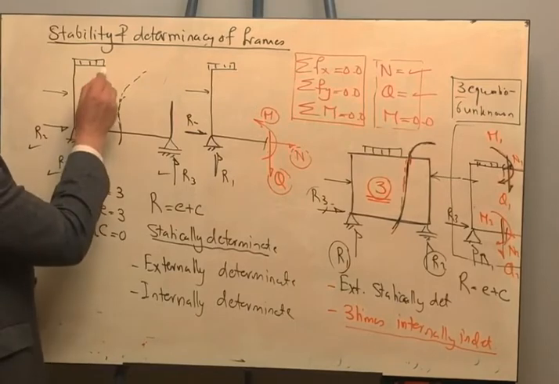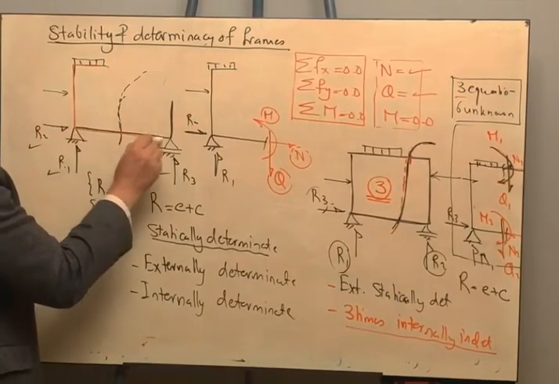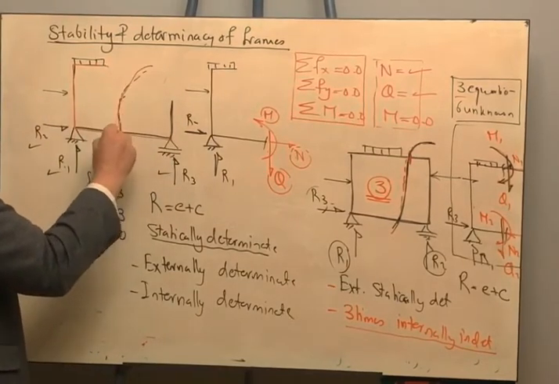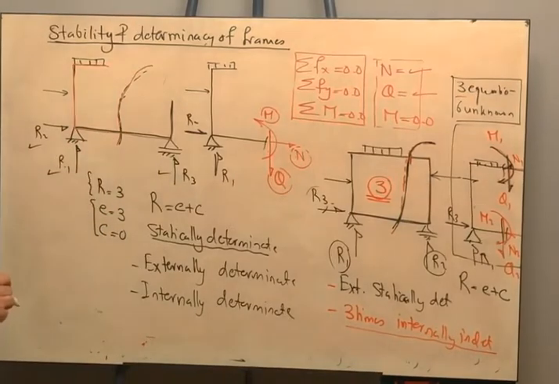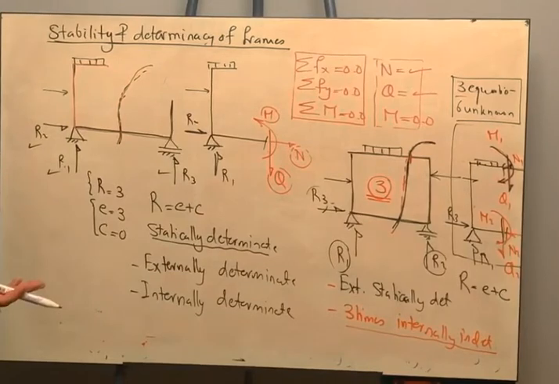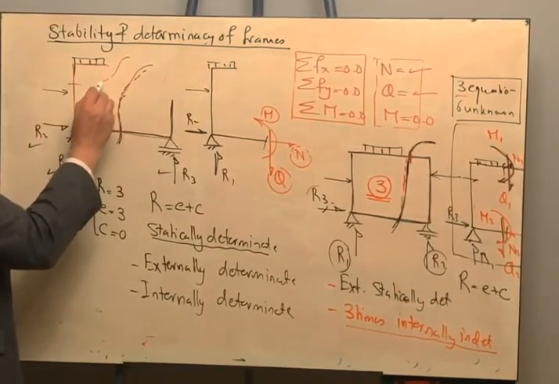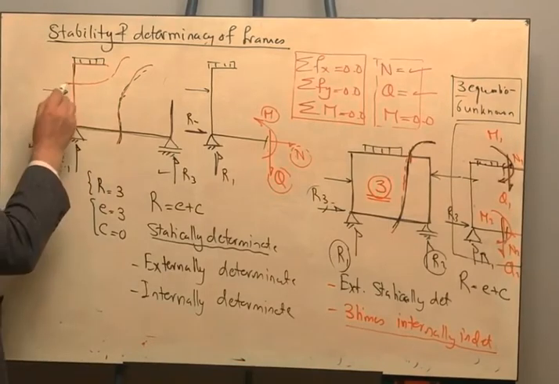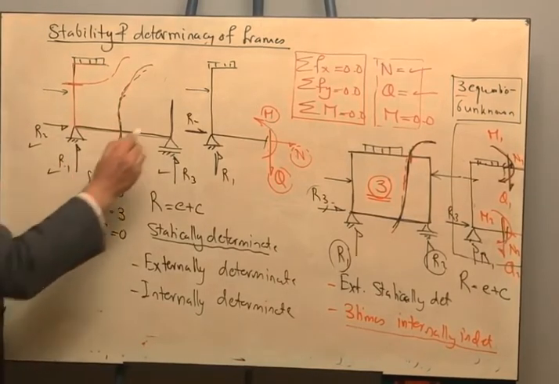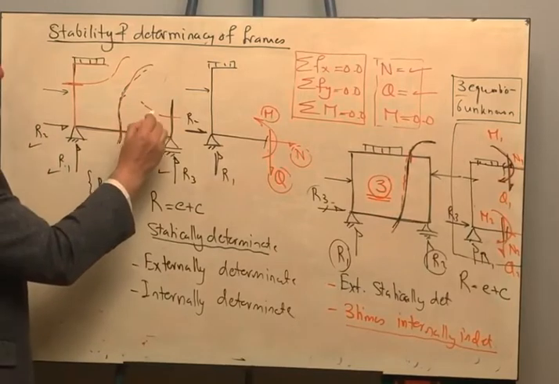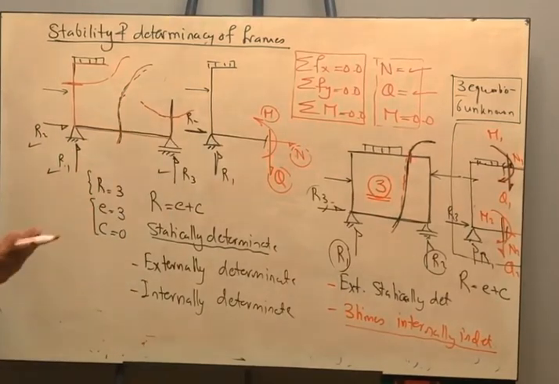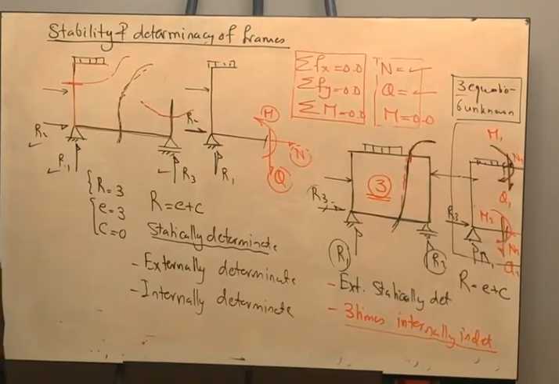Now, if the frame is opened like that, there is no problem, because when you are taking a section, you can pass through one section only, which will have 3 unknowns, and you are having 3 equilibrium equations. If you want to get the normal and the shear here, you will cut like that. There is no problem. You will only get 3 unknowns. If you want to get the normal and the shear here, you will cut like this. There is no problem because you will have 3 unknowns and you are having 3 equilibrium equations.